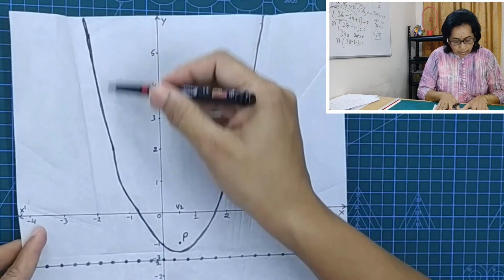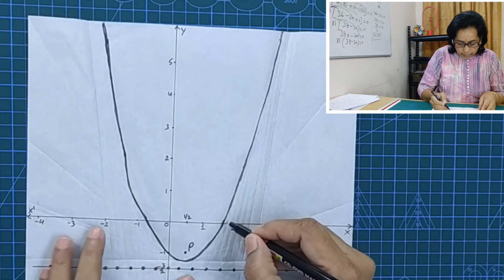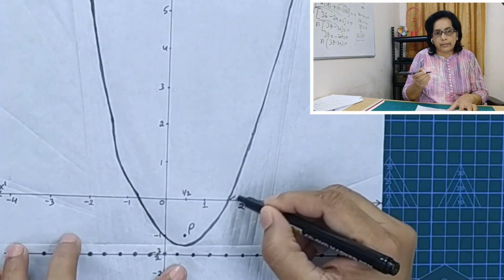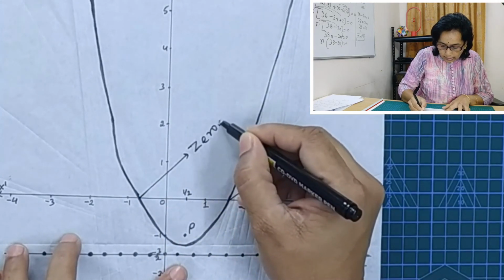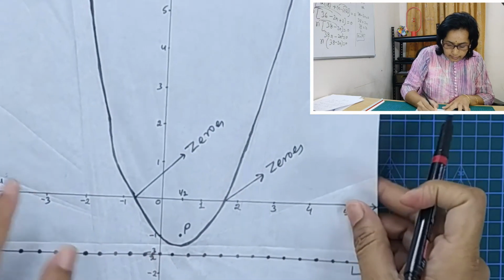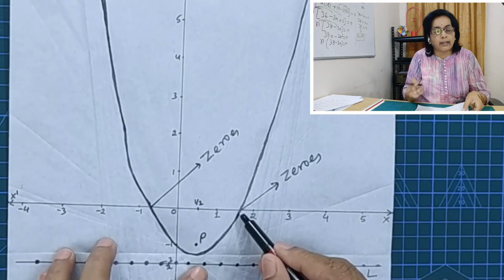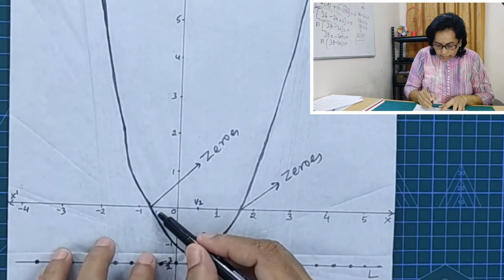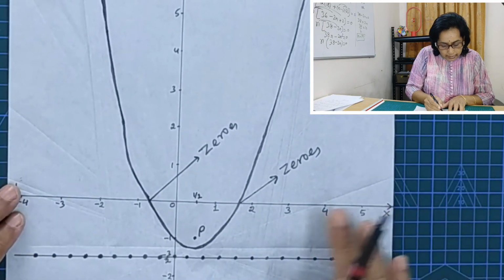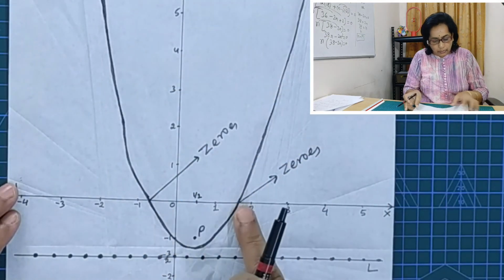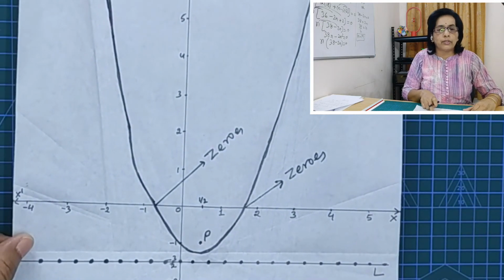So once we have drawn the graph, the polynomial was in terms of x, so the points where the graph intersects the x-axis are called zeros. This has got two zeros. If this were a graph paper, then we could clearly tell what the two zeros are. But right now, one of the zeros is between 1.5 and 2, and another zero is between minus 0.5 and minus 1, so that you can clearly see. So we have drawn the graph and we have found the zeros or roots of the quadratic equation.